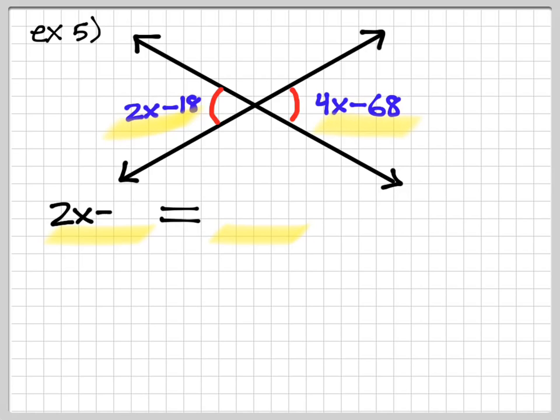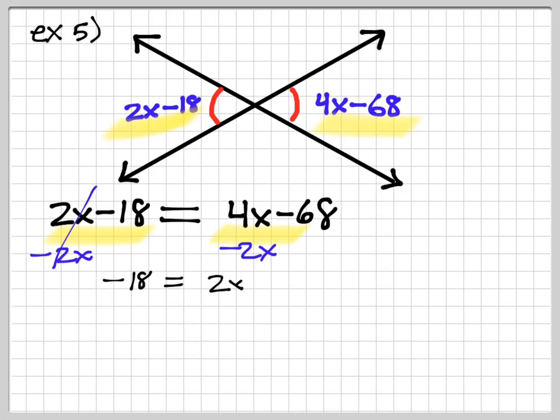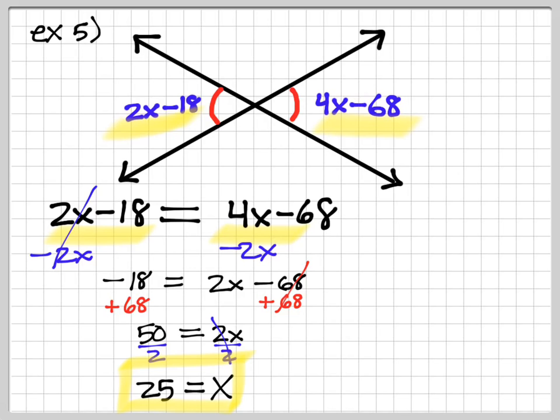The first something is 2x minus 18. The second something is 4x minus 68. Now, this again is some basic algebra. I do need to get all my x's to one side. I'm going to do that by subtracting 2x from both sides. And I get negative 18 equals 2x minus 68. And again, now we are to a two-step equation, which we should all be good at. Add 68 to both sides, and I get 2x equals 50. Divide both sides by 2, and I get x equals 25.